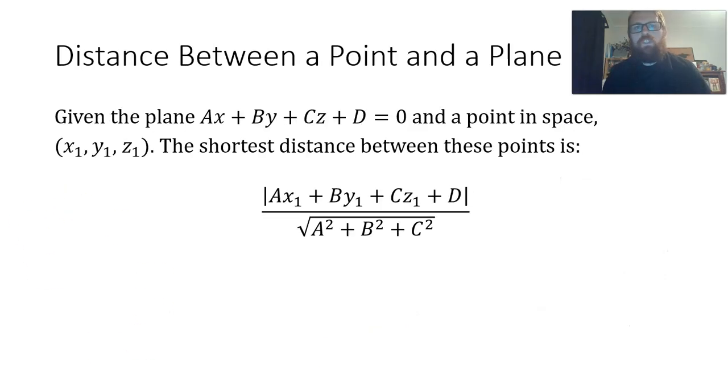And just as an intro, we're going to finish with one more formula. The distance between a point and a plane. So we've got a point in space and then a plane. The shortest distance between those, if we're given a plane ax plus by plus cz plus d equals 0, so that's in Cartesian form, and a point in space we'll call x1, y1, z1. The shortest distance between these is the absolute value of a x1 plus b y1 plus c z1 plus d, so you can't have a negative, over the square root of a squared plus b squared plus c squared.